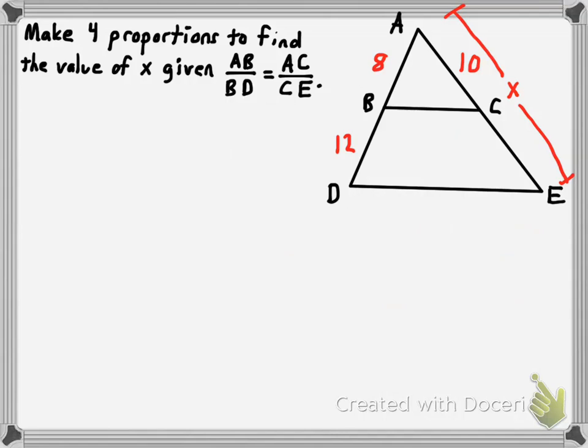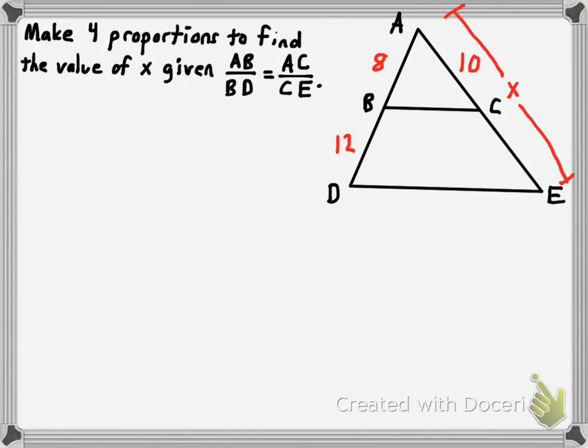What I'm telling you here to do is to make 4 proportions to find the value of x, which is this distance right there, given that the ratio of AB to BD right there equals the ratio of AC to CE. Now, there's lots of different ways that somebody might go about trying to find the value of x here. All of them simply involve making ratios out of corresponding parts of the figures that you see in this picture. Okay? Now, let me try to explain that to you a little bit.